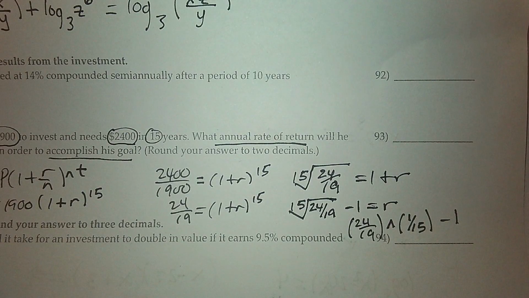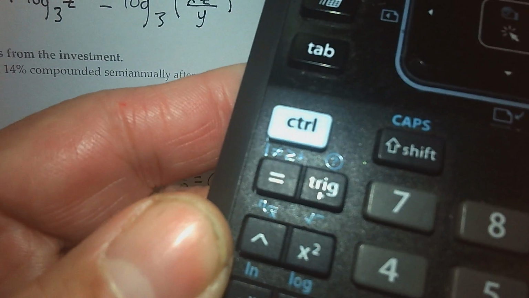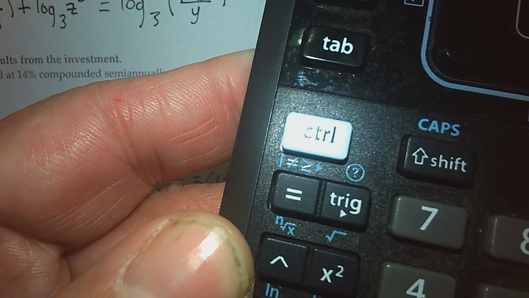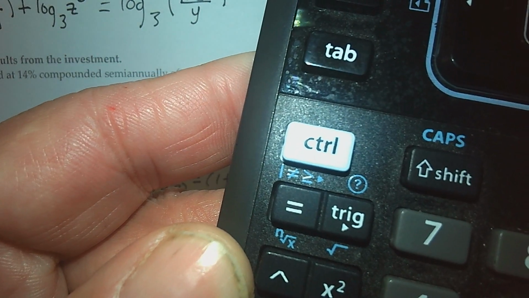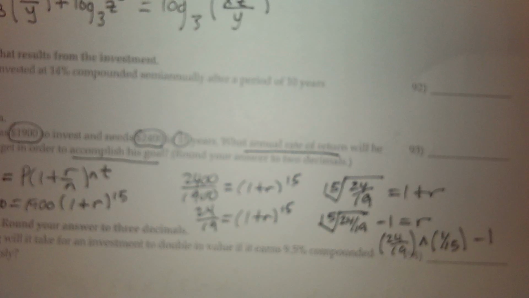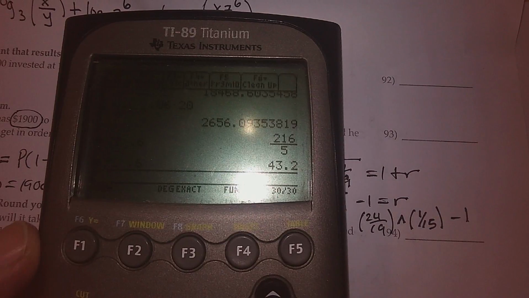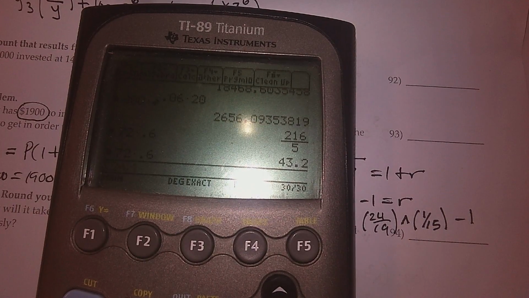The n spire, can I just show you quick with the n spire? You can put any root in. Do you see the arrow there? Do you see the blue above the arrow? So if you press Control and the arrow, you can put any root in. But for the 89, you can go 24 over 19, 1 over 15, and then subtract 1.